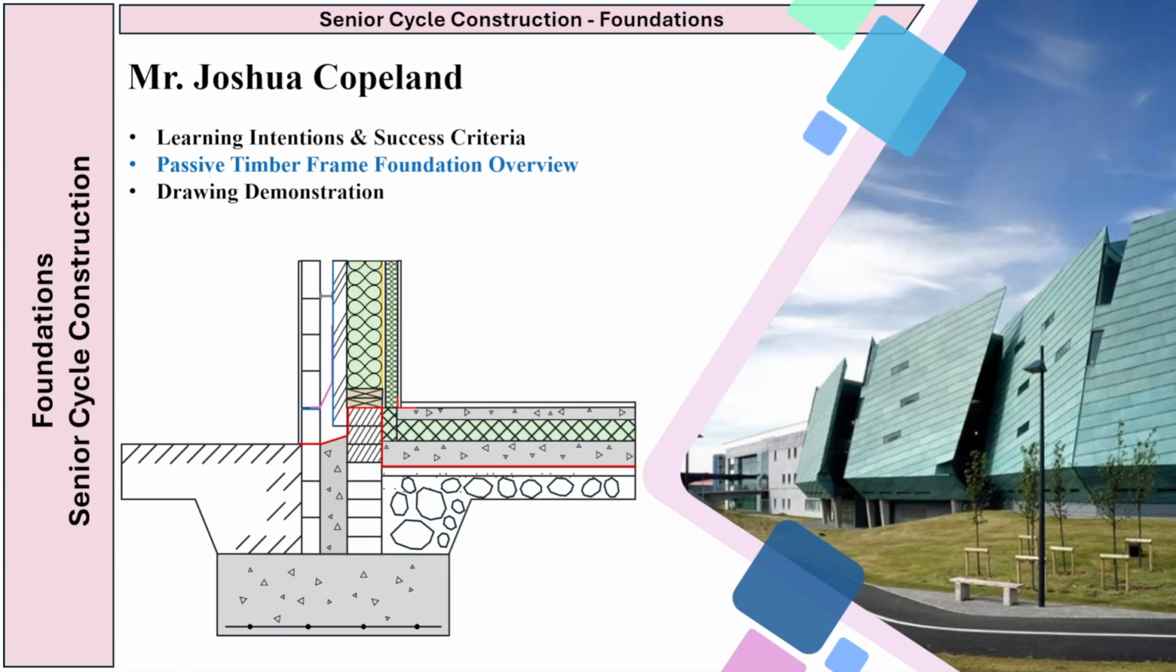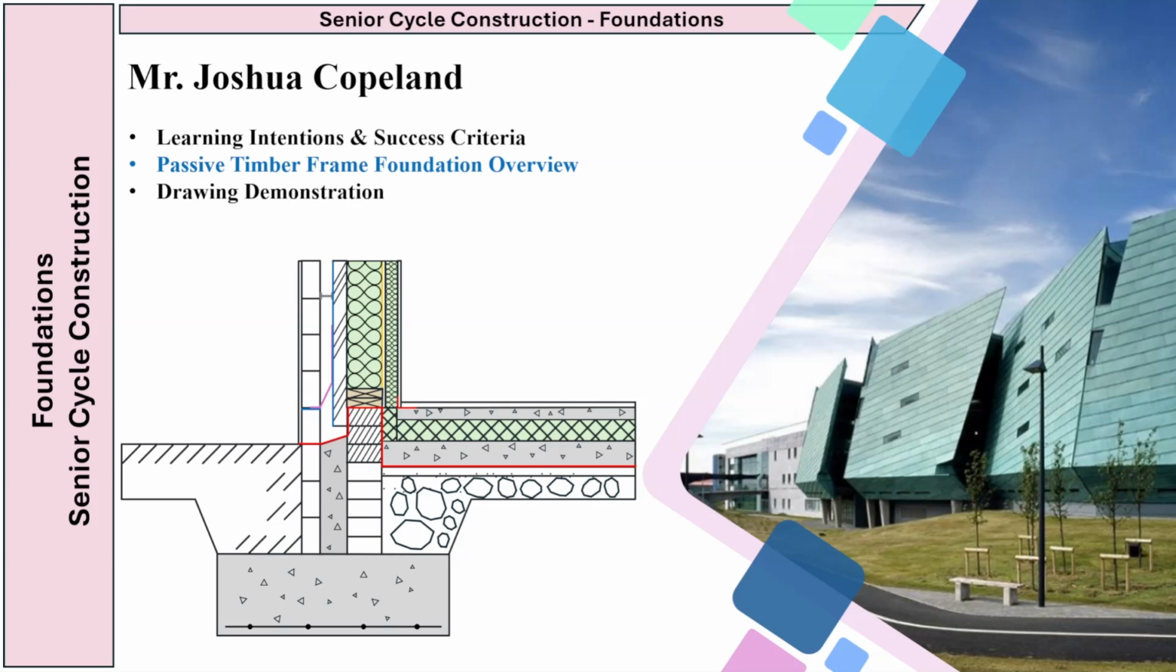Before we wrap up, let's do a recap. Our learning intention was to describe and draw a passive standard timber frame foundation, and our success criteria were to identify the main components, explain how it reduces heat loss, and draw it accurately to scale 1 to 10. We also identified an advantage, a disadvantage, and compared it to our passive standard concrete block.